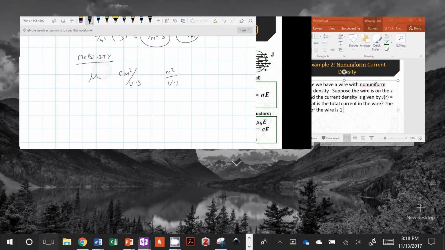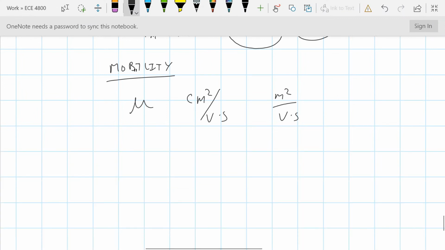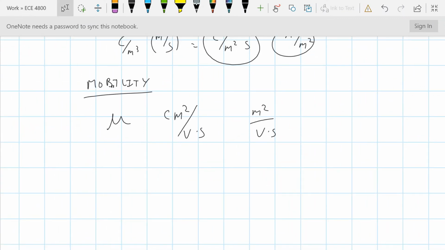Well, it depends. Some charts may give it to you in meters squared per volt second, and some charts may give it to you in centimeters squared per volt second. Whichever one you have, make sure that the units you use in solving the problem correspond to the constants you've been given. But if you want to convert it, if you want to go from centimeters squared to meters squared, you can just do that unit conversion. Did I answer your question?